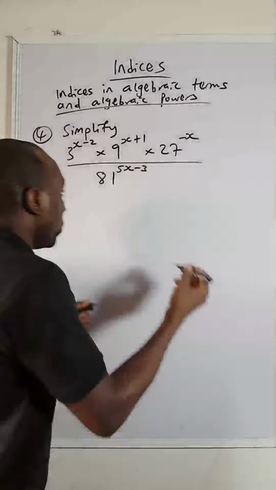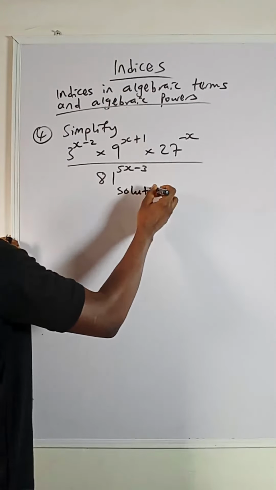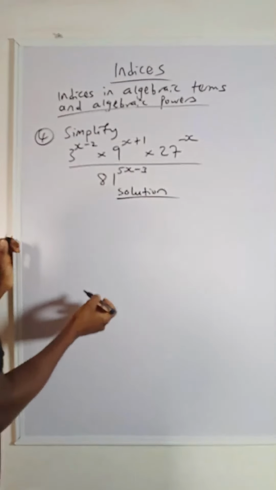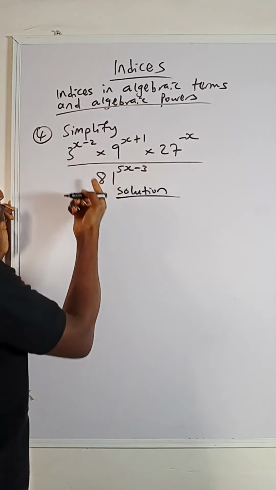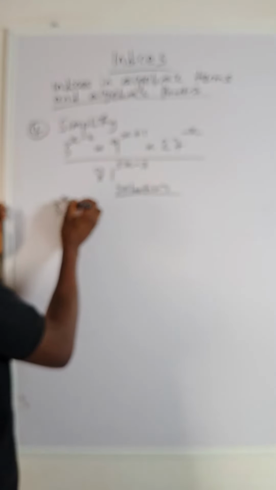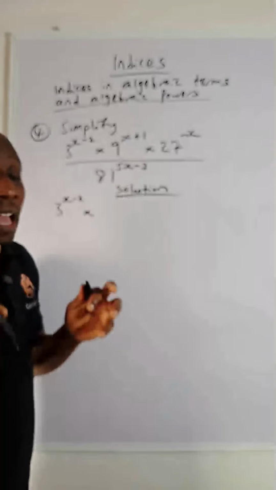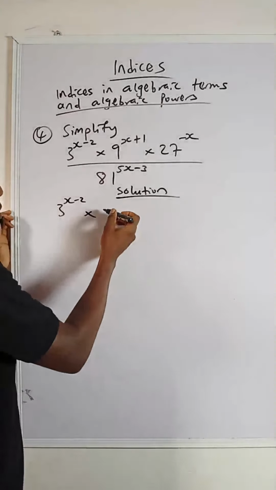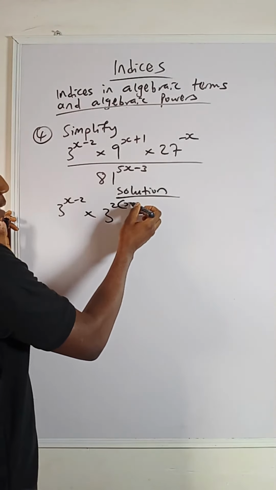Thank you. So let's just quickly do this before I end the lesson. See this. Like I told you, leave it like that. 3 raised by x minus 2. This 9 can be expressed as 3 raised to the power of 2. So that's what I'm going to write here. Then bracket x plus 1.